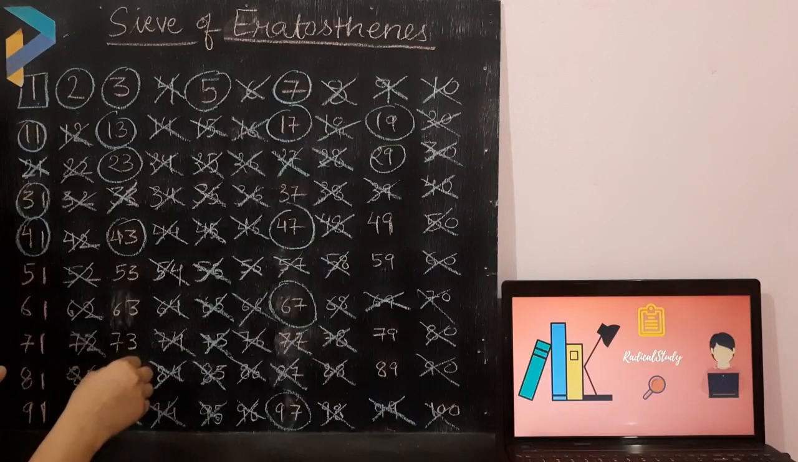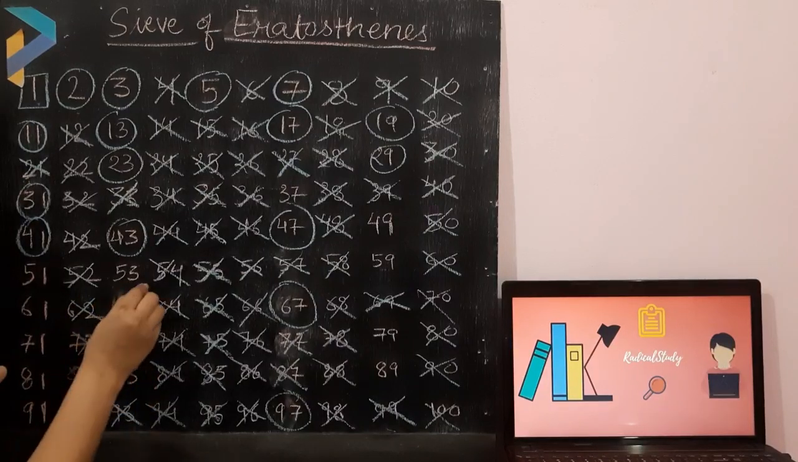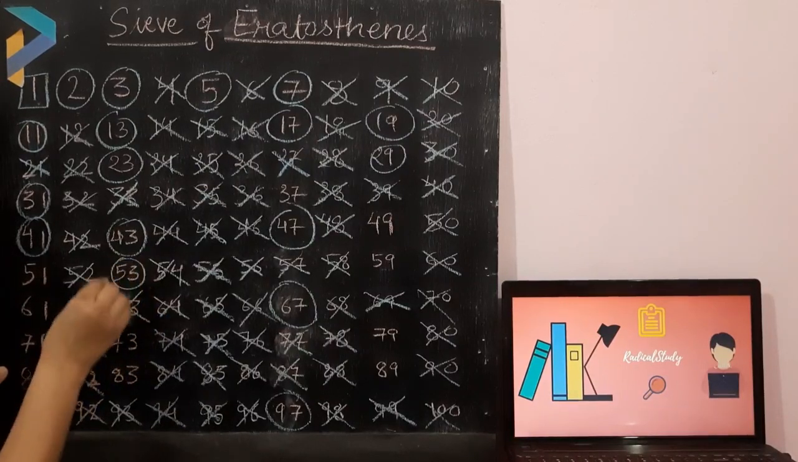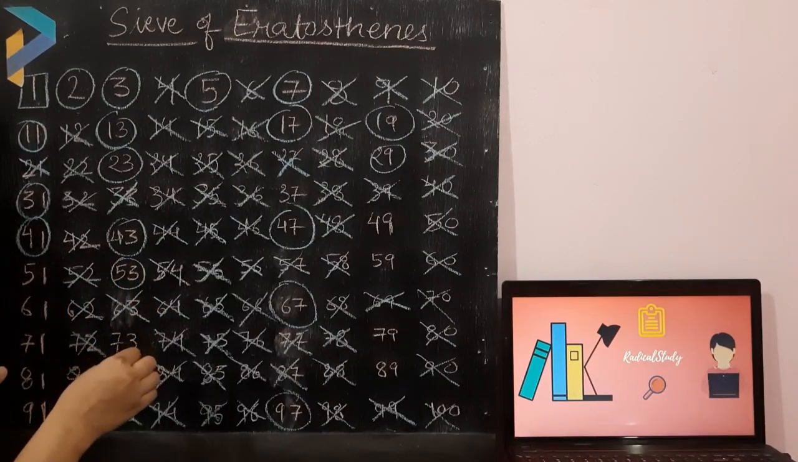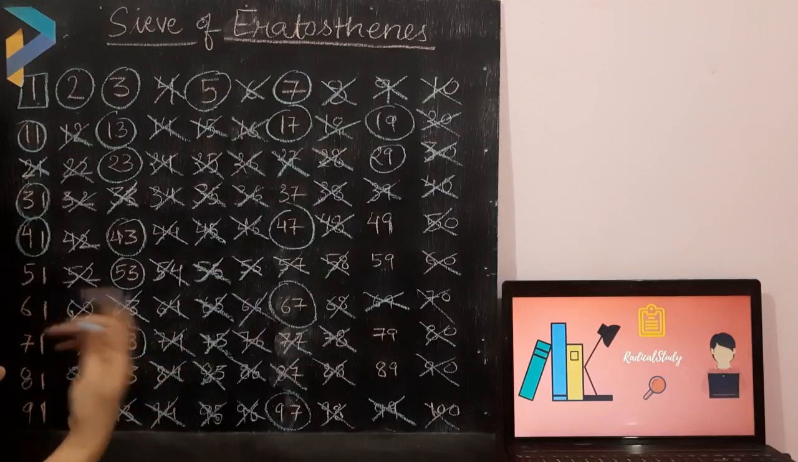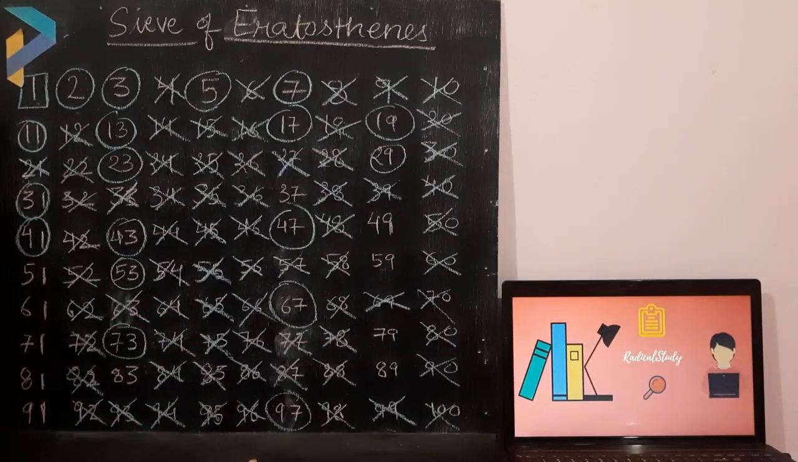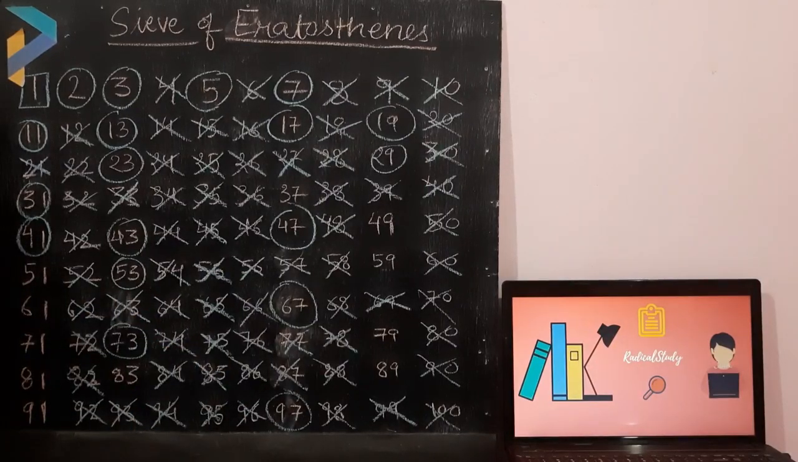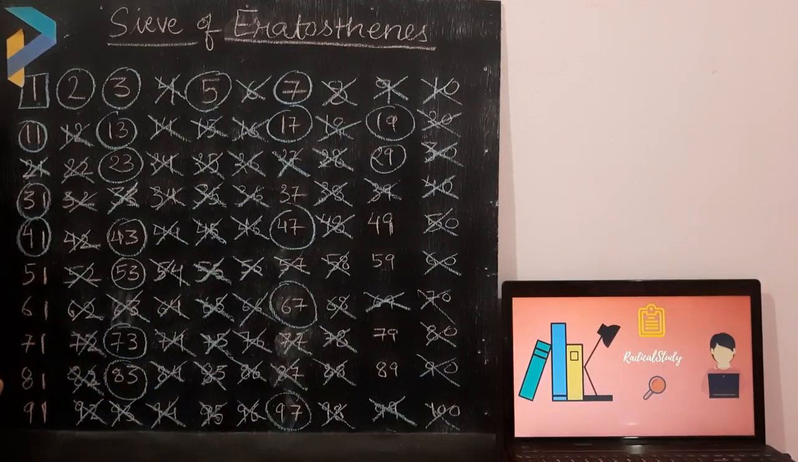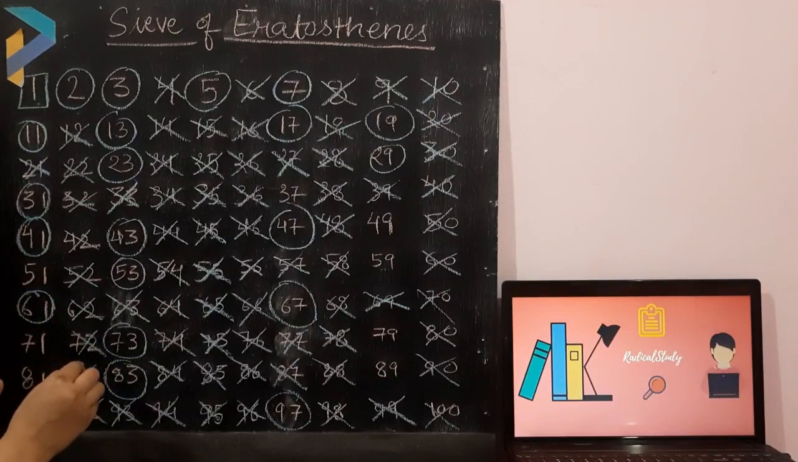Now in this line I think I have 63. 63 comes in the table of 7 and 9, so I will cross it. 53 is a prime number, so I will encircle it. Now 73. 73 is also a prime number. It has only one factor, 1, and it comes in its own table, that is 73. Now I will check 83. 83 is also a prime number, so I will encircle it. 61 is also a prime number.